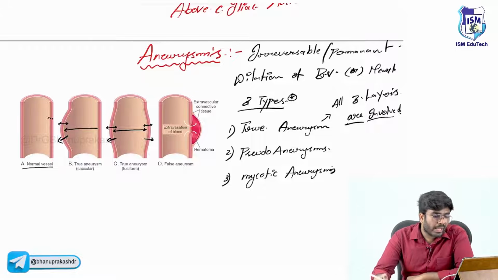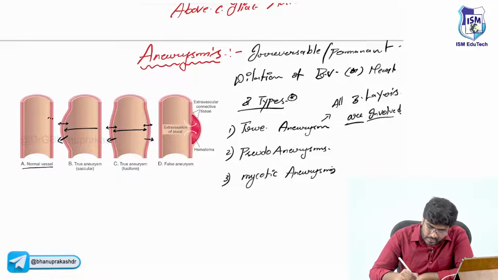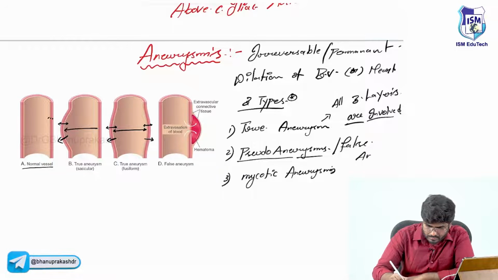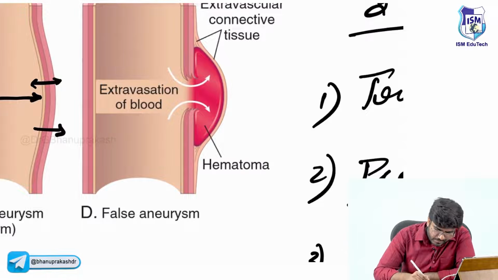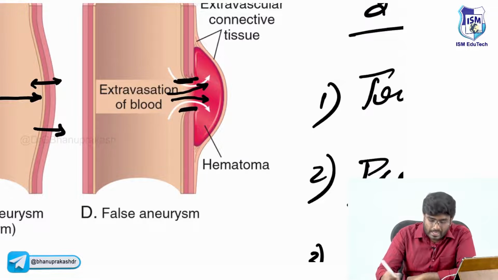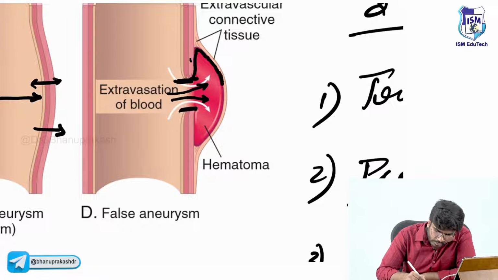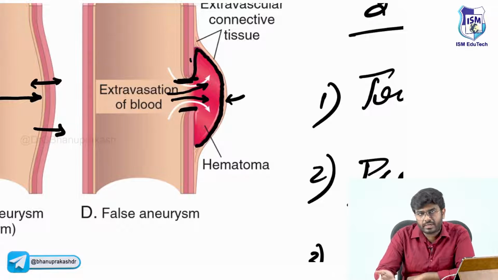Then what exactly is a pseudoaneurysm? In a pseudoaneurysm or false aneurysm, see, there is damage to the blood vessel. There is some trauma. Now, see, the blood is coming out like this, and it's forming a hematoma. So here is the extravascular connective tissue.